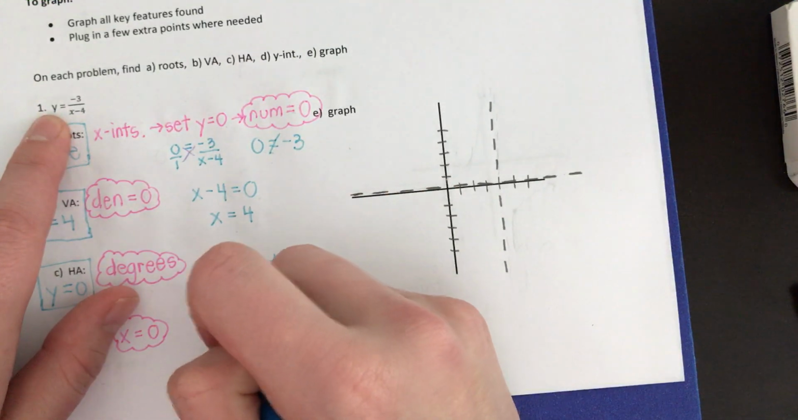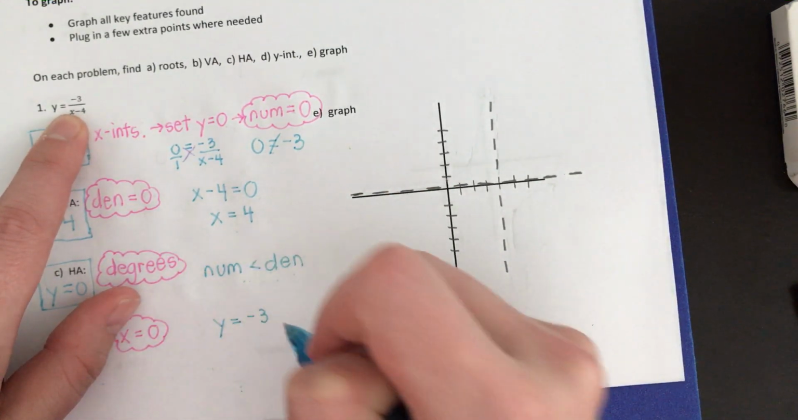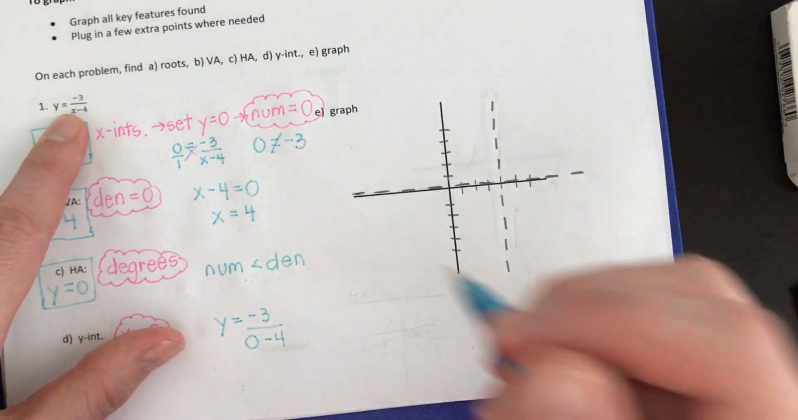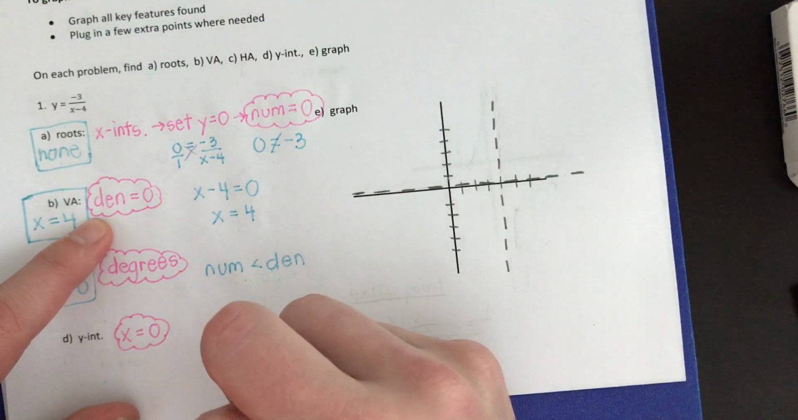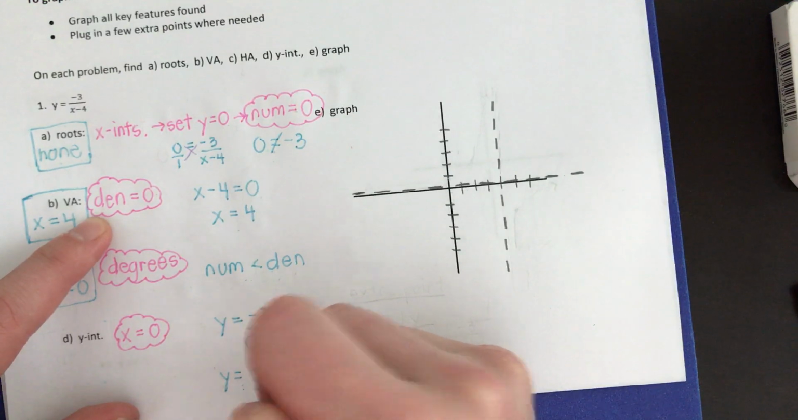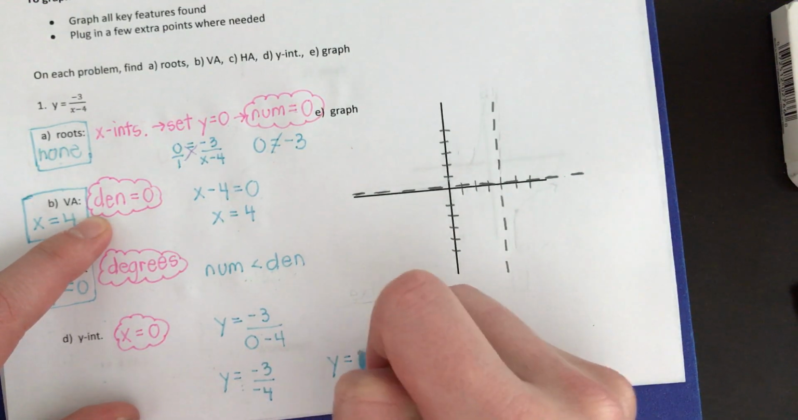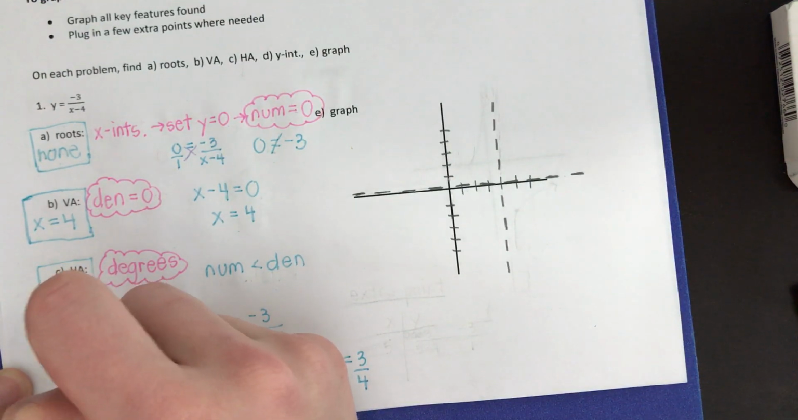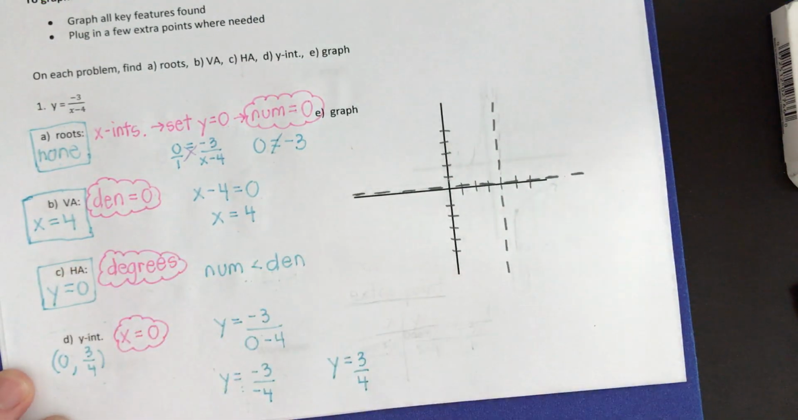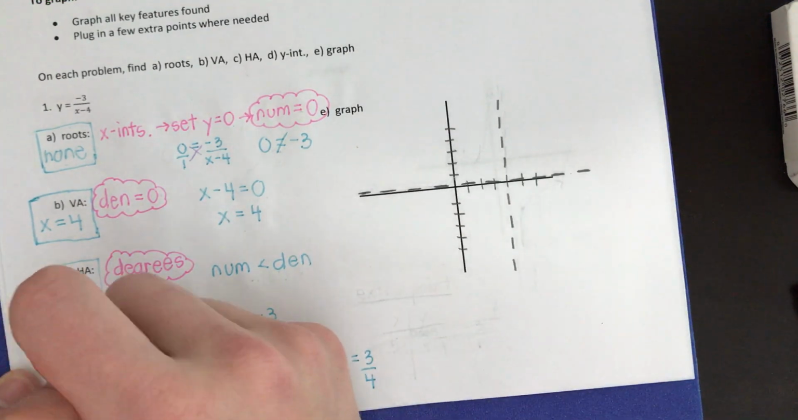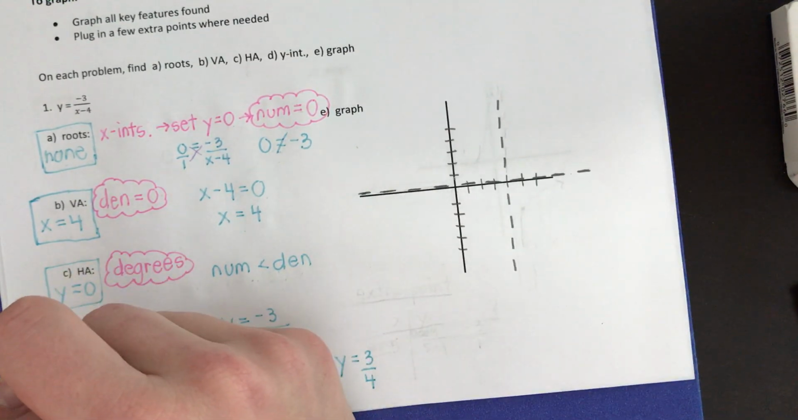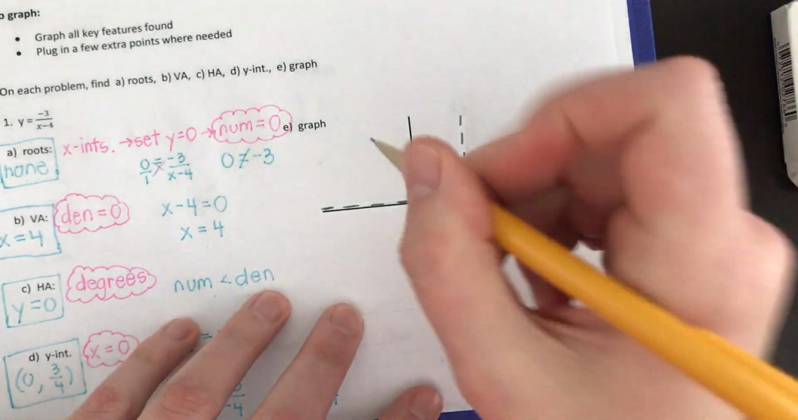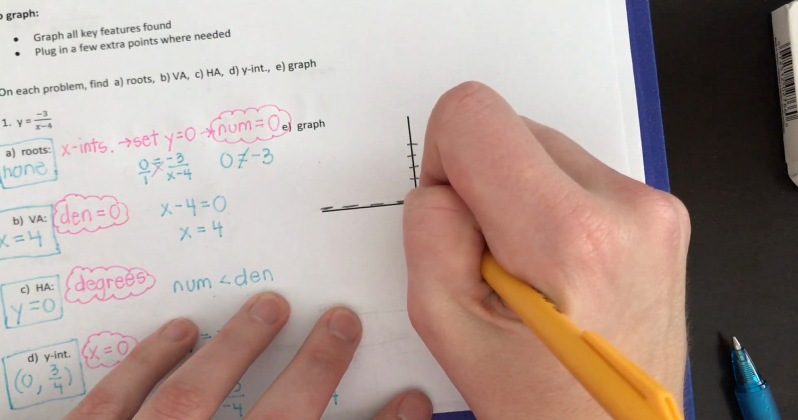Okay, so then the y-intercept, x equals 0. So we have y equals -3 over, where I see x, plug in 0 minus 4. So in other words, y equals -3 over -4. So in other words, y equals +3/4. Remember, you must write your intercepts, if you have any, as an ordered pair. So (0, 3/4). Now I'm going to plot my y-intercept here, 3/4.